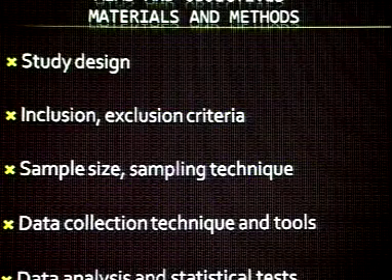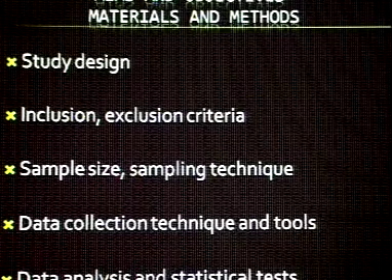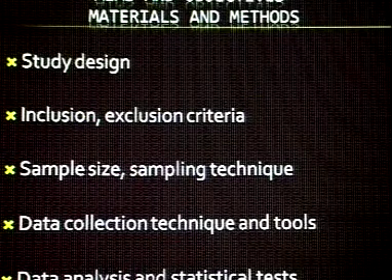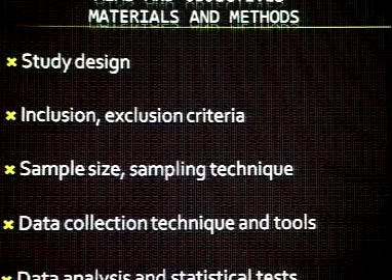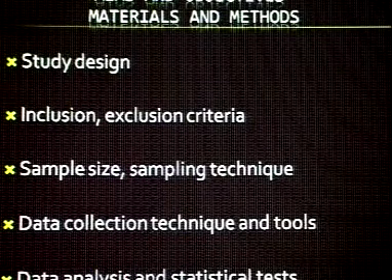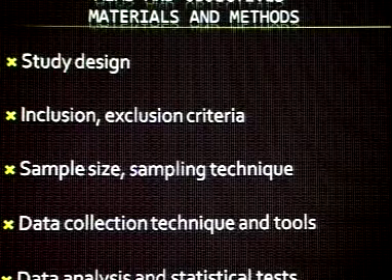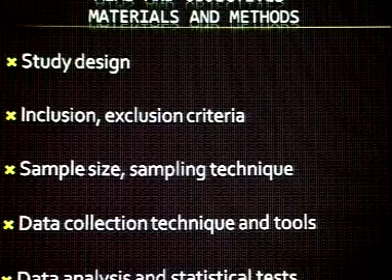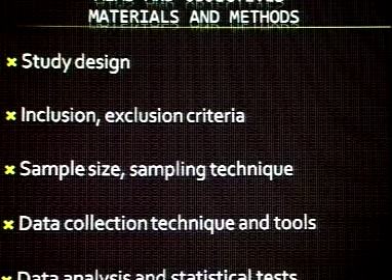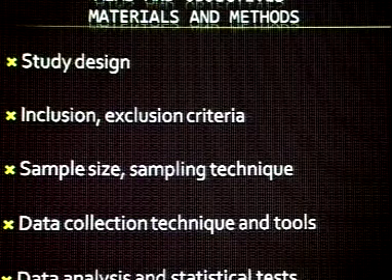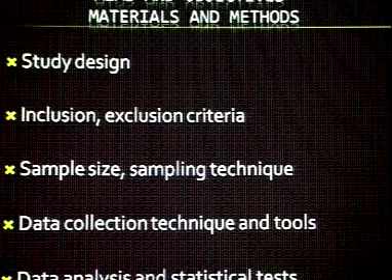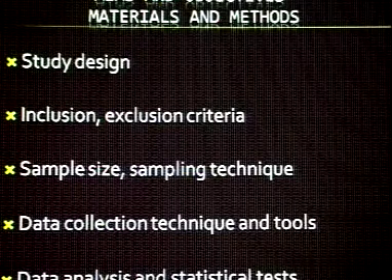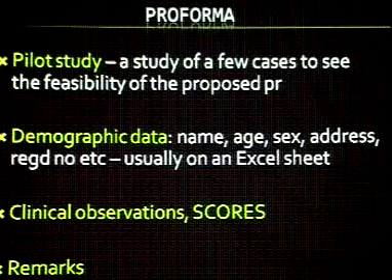Aims and objectives, materials and method: you will have to mention your study design, the sample size, your sampling technique, your inclusion exclusion criteria, data collection technique and tools, your data analysis statistical test. All that you have to explain in your materials and methods, how you plan to. Again, to your rescue will come your template paper, because they will have materials and methods, and you will find that your materials and methods will be more or less similar to this. Again, there's a whole lecture on aims and objectives, materials and methods.